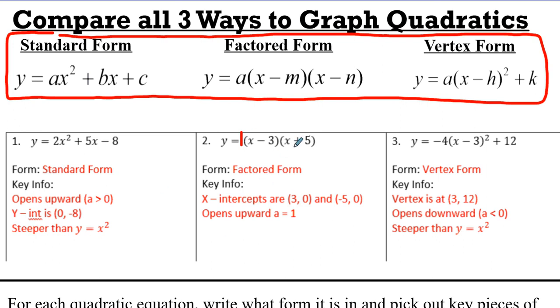What about this one? This is in factored form. The x-intercepts are at positive 3 and negative 5. It opens upward because it has a positive 1 out front. It's the same steepness, though, as our parent function of y equals x squared. The last one, this is in vertex form. I know the vertex is at positive 3, so right 3 and up 12. It opens downward because it's a negative, and because it's a 4, it's going to be steeper than y equals x squared.